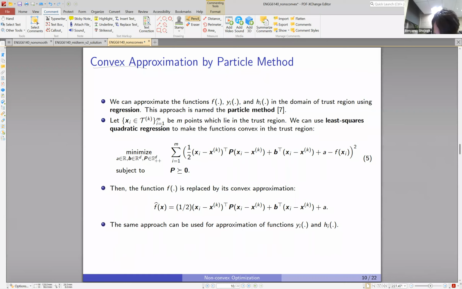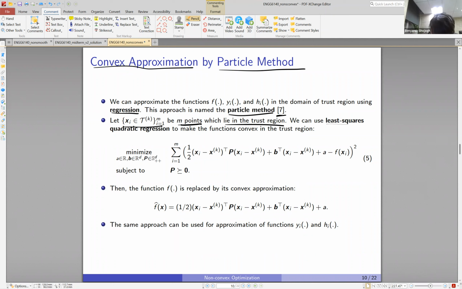Okay, now we can have another approach for convex approximation using the particle method. And what is that? We can approximate the functions f, y_i, and h_i in the domain of the trust region using regression. This approach is named the particle method, paper 7. So consider this. And what are these? The endpoints which lie in the trust region. So you have a trust region. What is the trust region? A local convex region around the point, okay? And assume we have endpoints in that trust region.